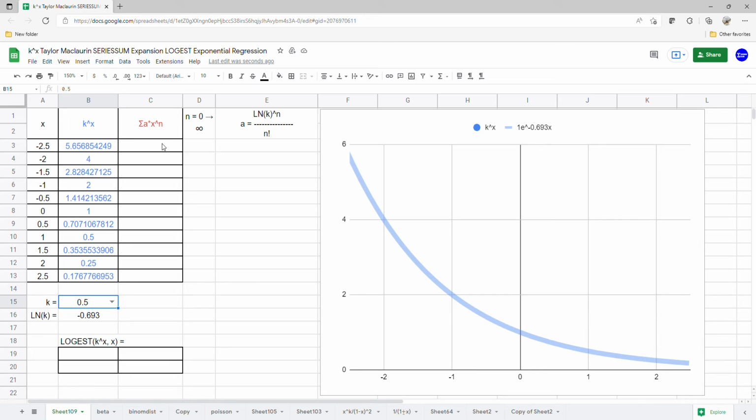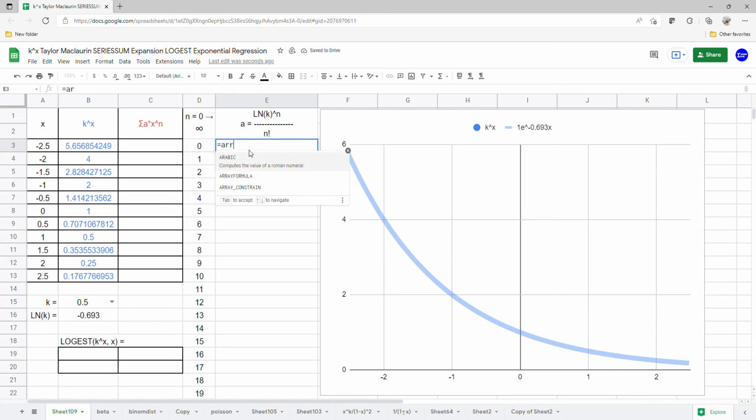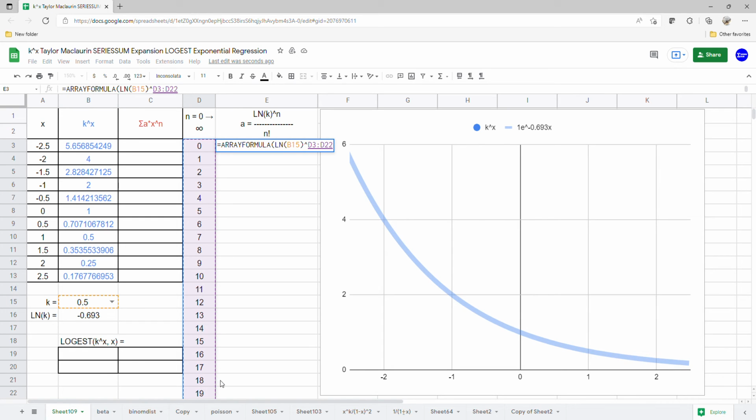We continue with the Taylor-Maclaurin series sum, which is the summation of a times x to the power n, where the value of n is from 0 to infinity. And the value of a, it is array formula, ln of k raised to the power n divided by factorial of n.